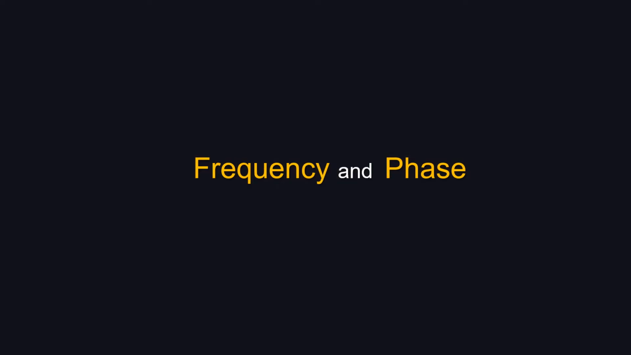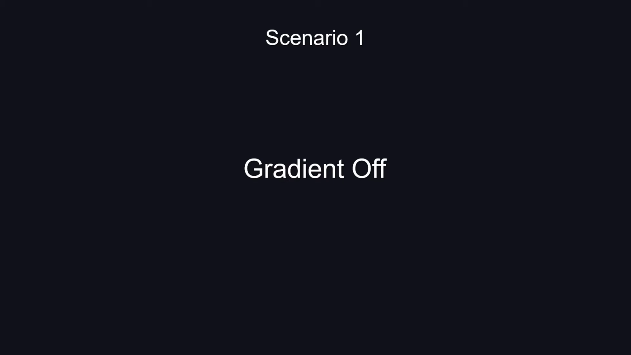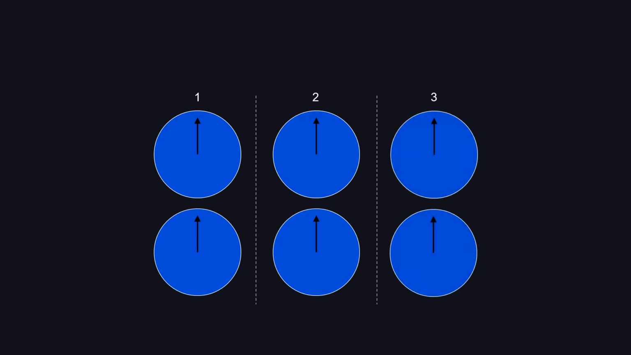Before we get to frequency and phase encoding, let's briefly define frequency and phase. The best way to imagine is a stopwatch. So let's start with scenario number 1. No gradient. Gradient is off. In this example, we have 3 groups of stopwatches separated by 3 columns. Columns 1, 2, and 3. Let's imagine that they are all powered by magnets. And as a group, all 6 of them form a single signal.